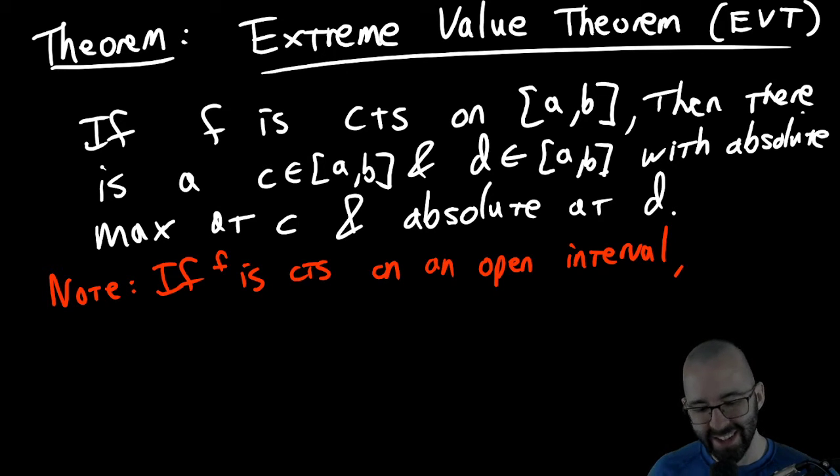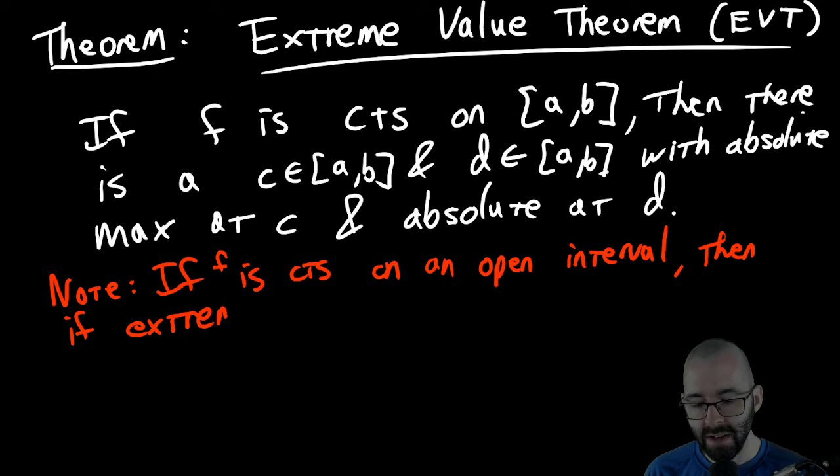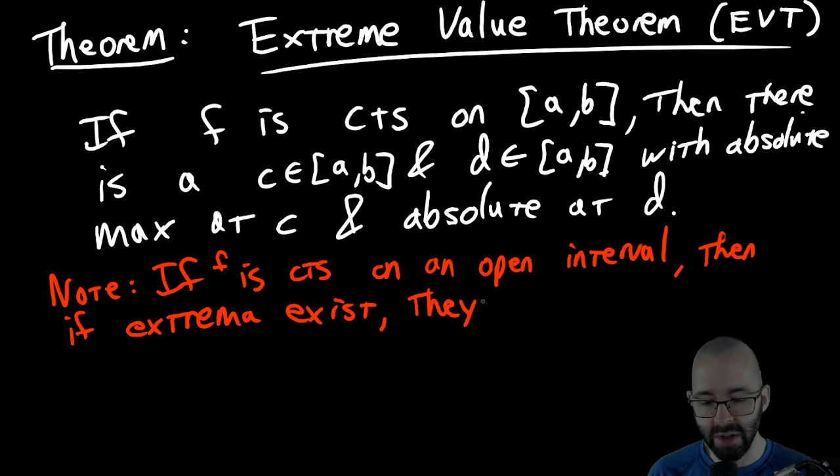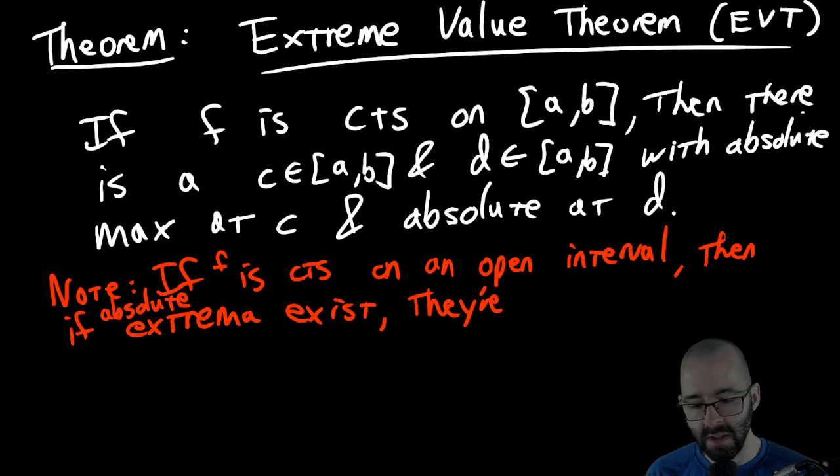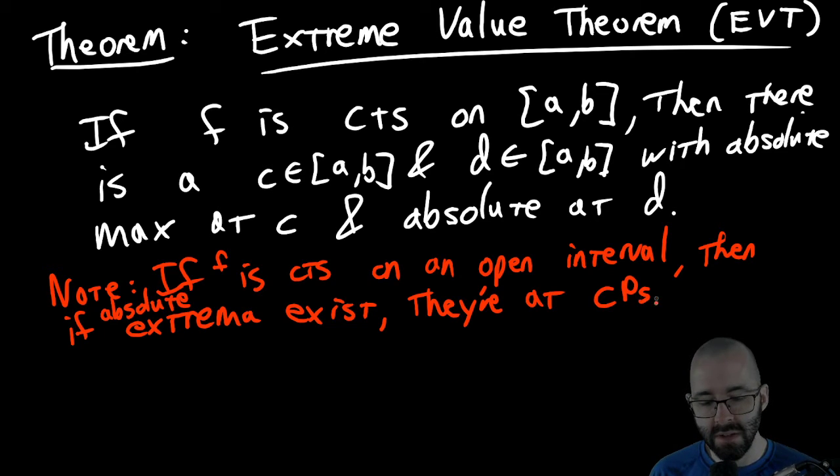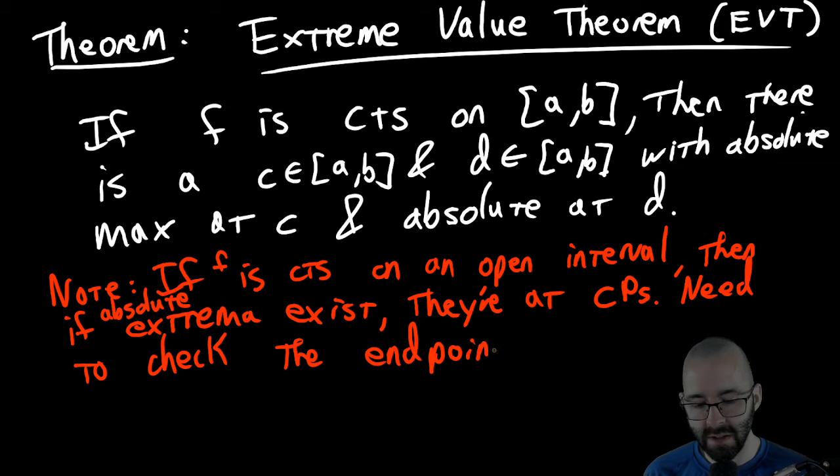So if f is continuous on an open interval, then if absolute extrema exist, they're at critical points. But you need to check the endpoints to determine existence.